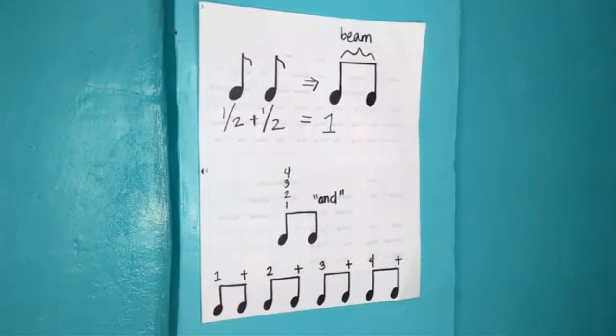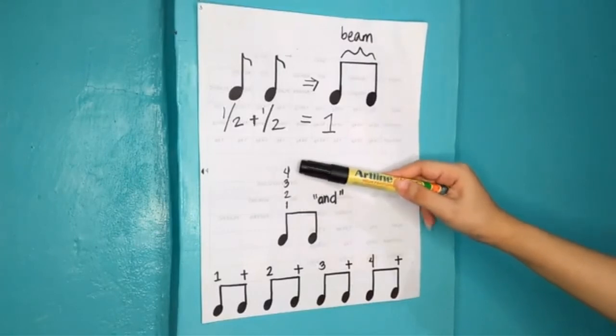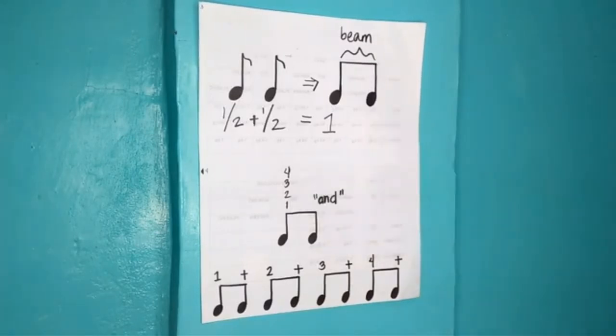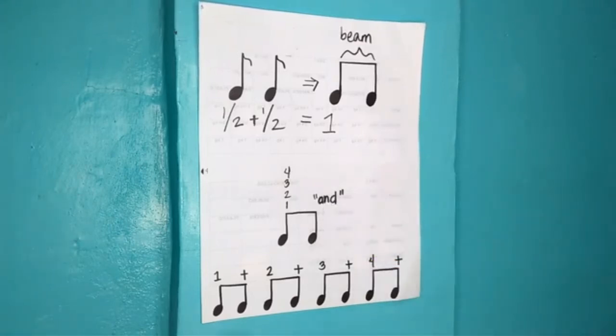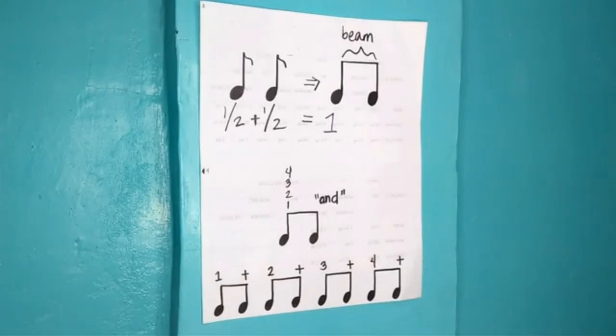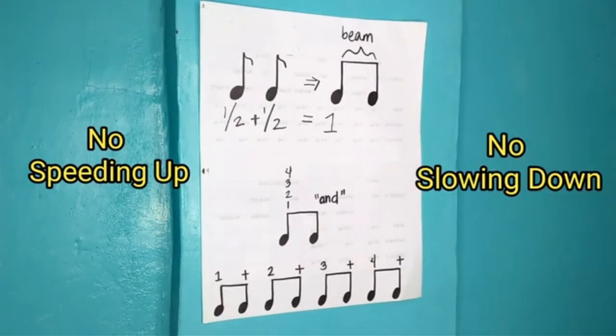The first quaver of each group will be counted as a number, and the last quaver by saying the word "and", like this: 1 and 2 and 3 and 4 and. Remember that quavers split the beat into half, so 2 quavers should be separated evenly within 1 beat. No speeding up or slowing down.